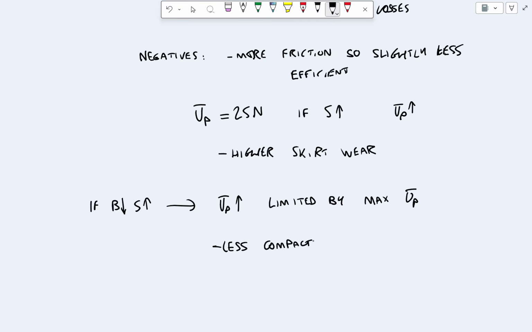Because we've increased our stroke, our engine has to be taller, so we start having a less compact engine. And the last one is that we start having air losses. What we mean by air losses is that in order to get the air in and out of the engine, we typically use valves, and if we reduce our bore, our valves are going to have to be smaller.